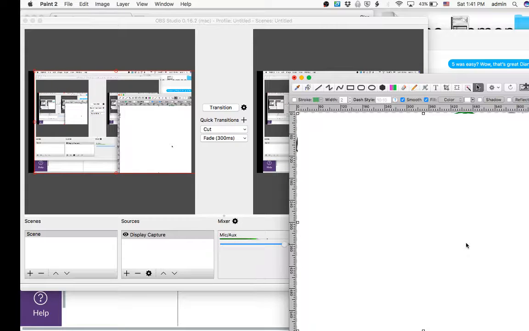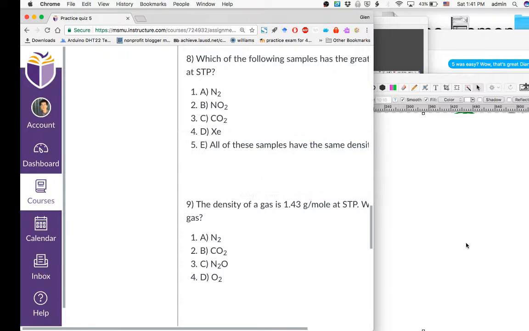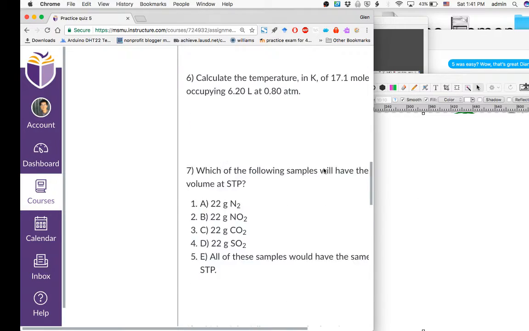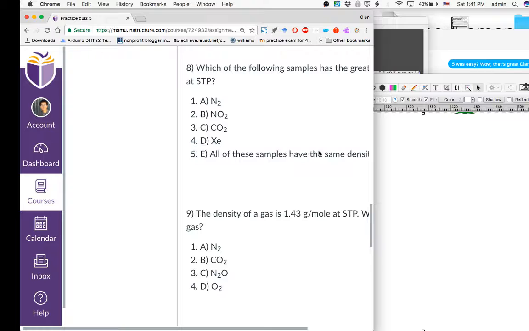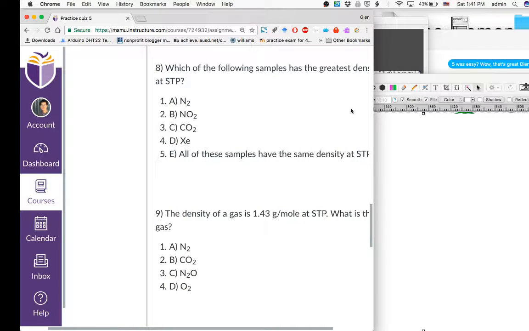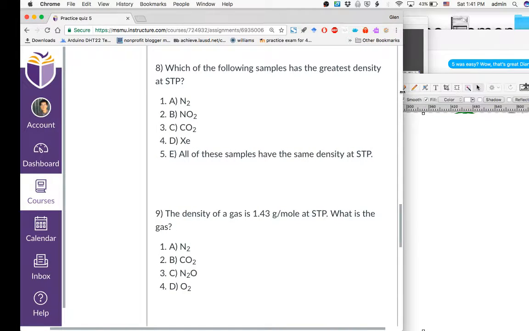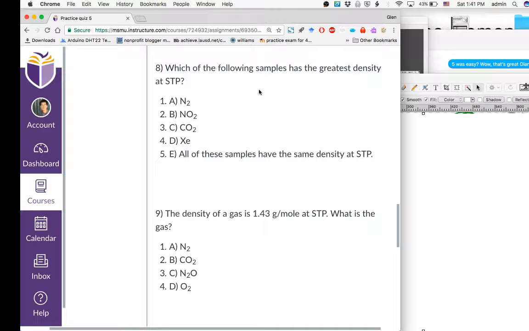Hi folks, continuing here with number 8 on practice quiz 5. You see that? Practice quiz 5. All right. Number 8. Which of the following samples has the greatest density at STP? Notice STP is here, and these are all gases. These are all different gases.